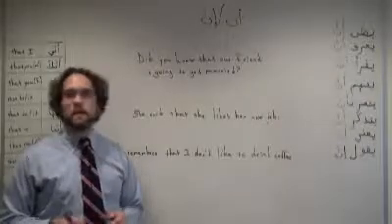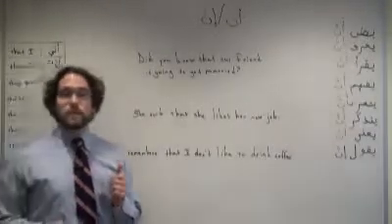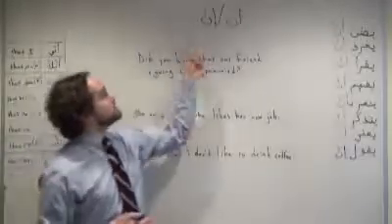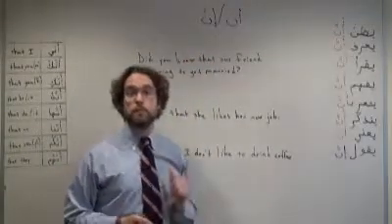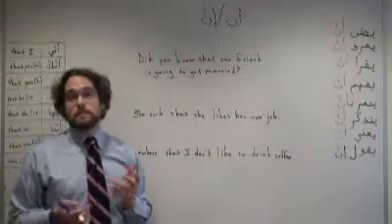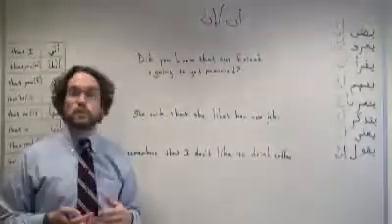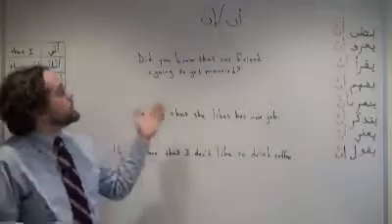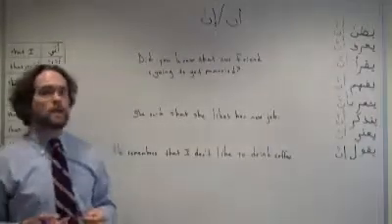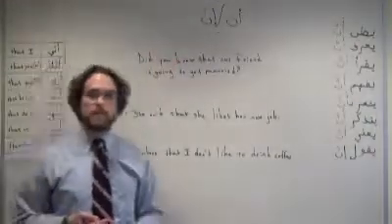Ahlan wa sahlan. In the last video, we talked about how to use the particles anna and inna in formal Arabic, the kind of sentences where we would use the conjunction "that" in English, right? Did you know that our friend is going to get married? And they would occupy that place.